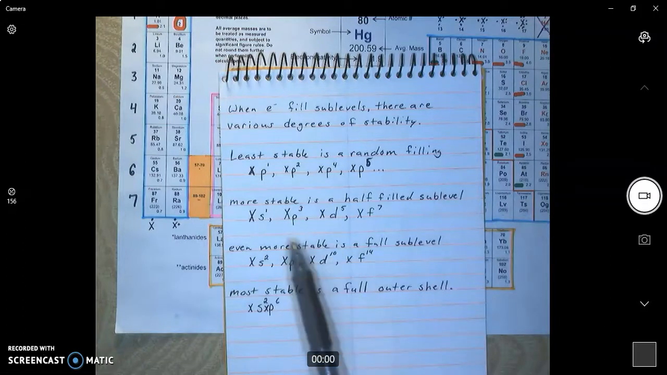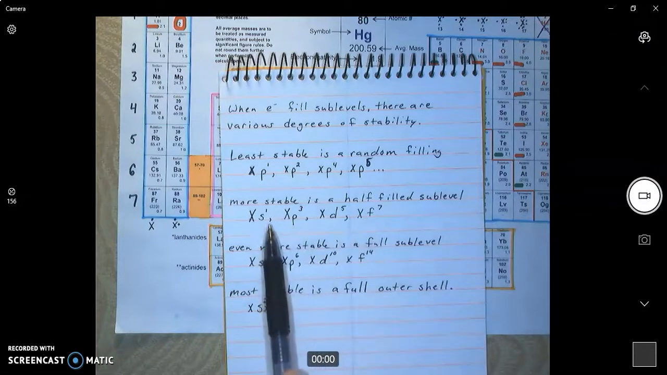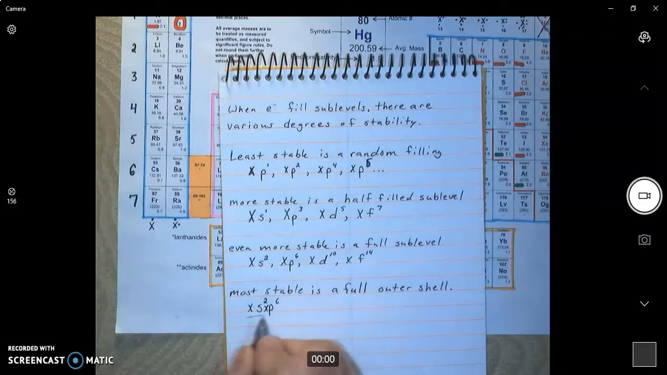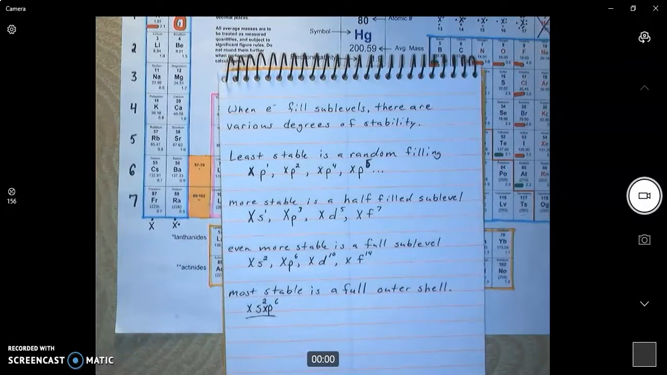The next more stable configuration is when the S, P, D, or F sublevels are half filled, meaning every orbital has at least one electron. Even more stable than that is if you have a full S, P, D, or F. So you have an S2, a P6, a D10, and F14. And then the most stable is when the entire outer shell is filled, meaning your S and your P for that sublevel, for that energy level, are filled.